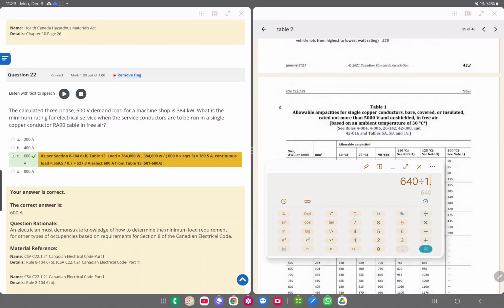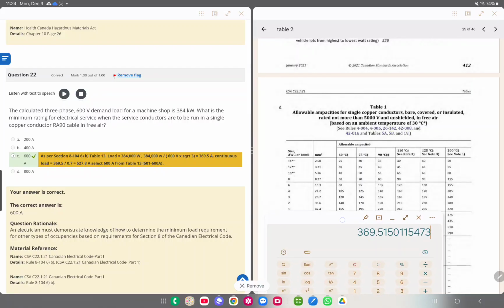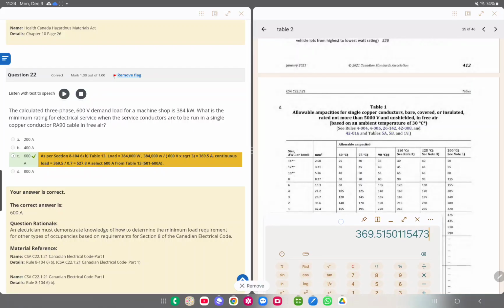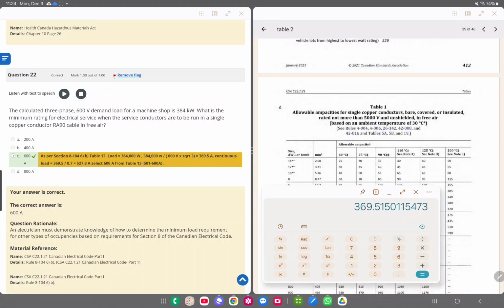Divided by 1.732. Do they say that it's three-phase in the question? Yes, they do. Okay, so now we have our FLA of 369, and because it's free air, we divide it by 0.7. So we have 527 amps.